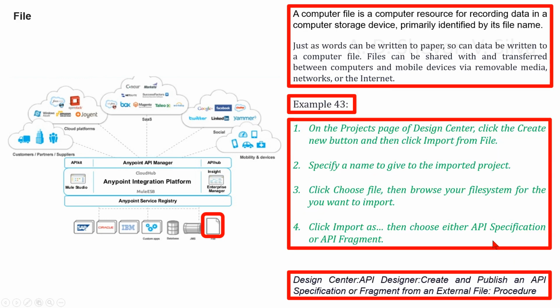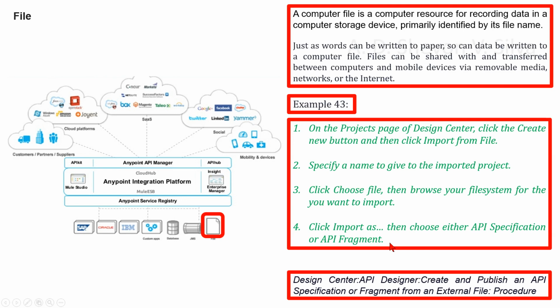Here you can see the procedure to create and publish an API specification or fragment from an external file in API Designer in Design Center. In the Projects page of Design Center, click the Create New button and click Import from file. Specify a name to give to the imported project. Click Choose, then browse your file system for the file you want to import. You can create a new project from the following file types: JSON, RAML, YAML, or a zip file that contains an existing project.